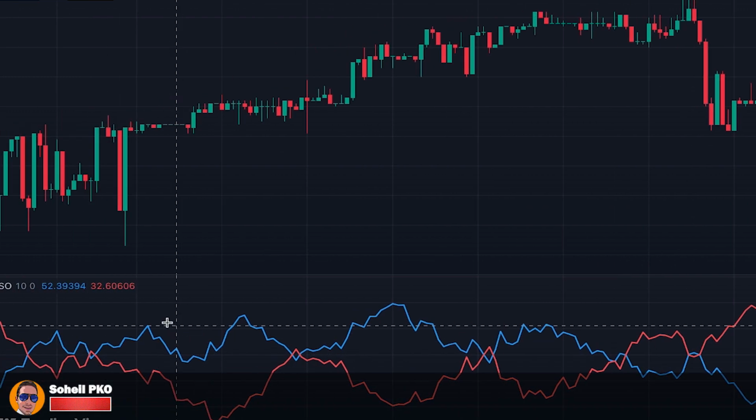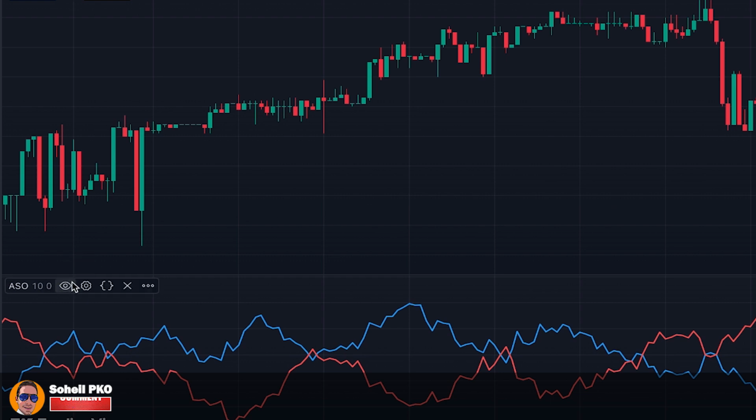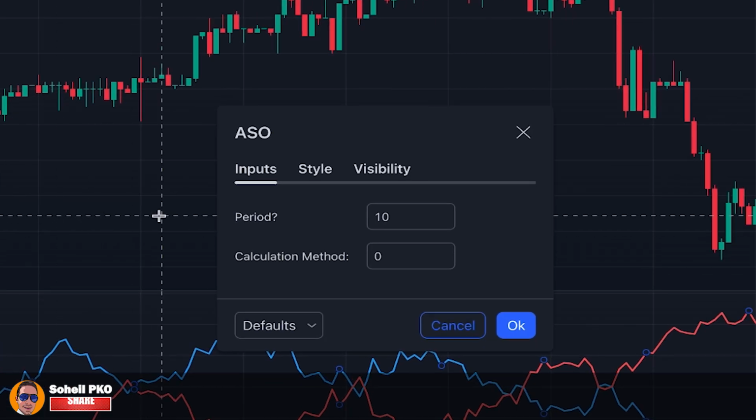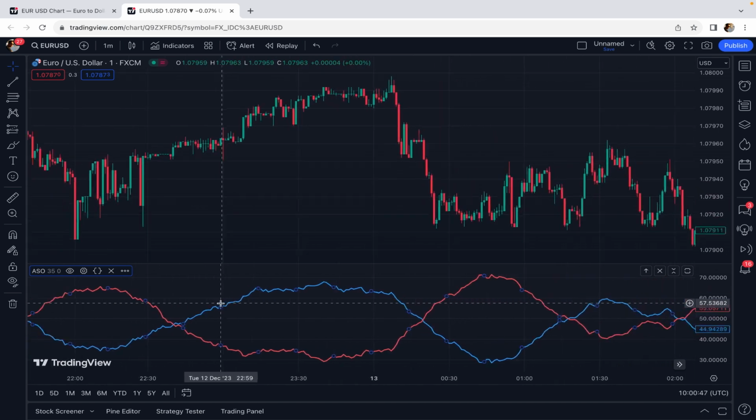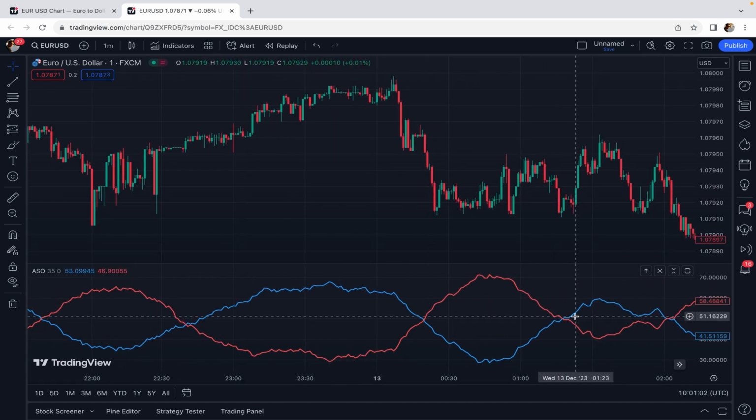In the first step, we go to the settings of the indicator so we can make the indicator a little bit smoother. For the period, we set it at 35. By doing so, as you can see, we have smoother lines and many of the false signals are removed, but still we have bad signals like this, and we need another layer of filtration.